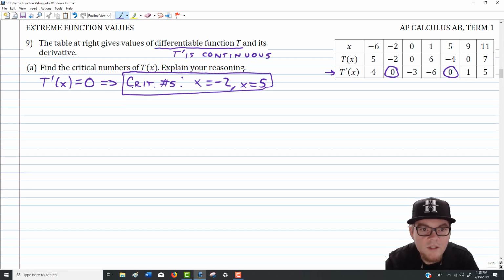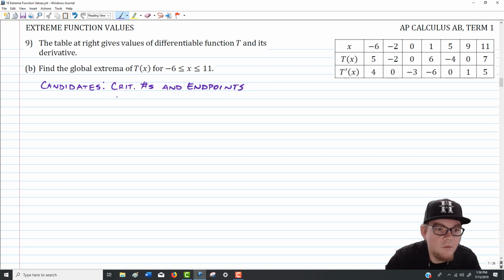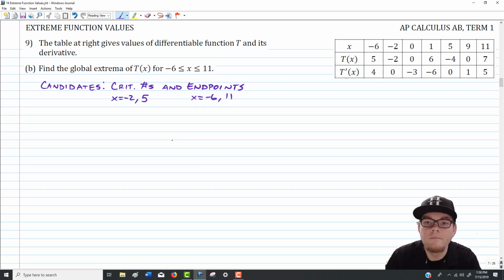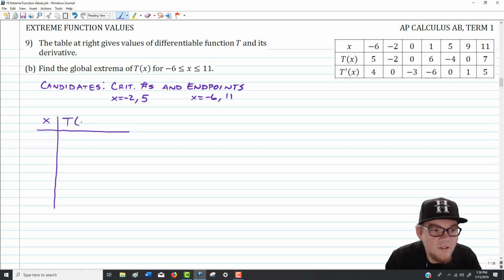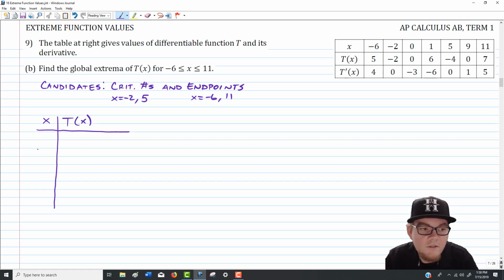Based on our previous problem, we said there were 2 critical numbers. There was x equals -2 and x equals 5, and our endpoints are clearly -6 and 11. So as weird as it is, when we don't know anything else about the function but a table, we are actually in position to now use the candidates test. So this one should be pretty simple. We're using t of x. We're trying to find the largest and smallest values of t of x. Our candidates are -6, -2, 5, and 11.